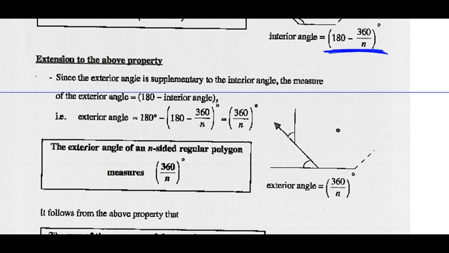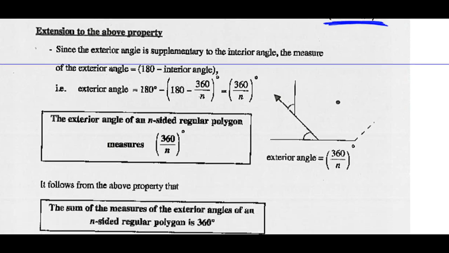So an extension of this even further, since the exterior angle is supplementary to the interior angle, supplementary meaning they add to 180, the measure of the exterior angle should be 180 minus the interior angle. Makes sense, right? Here's our exterior angle, here's our interior angle. They have to add up to 180, they're supplementary.